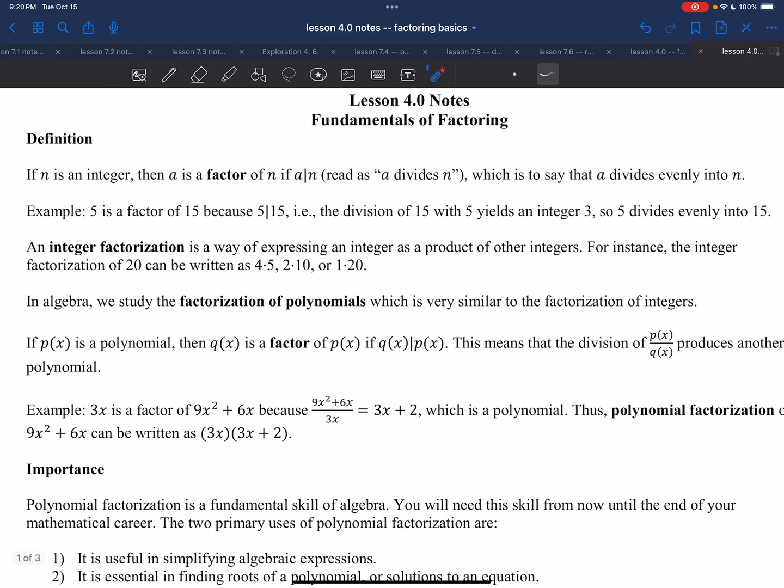Now, I'm going to start with what this word factor means. It is a word you've heard before, but it's really important that you understand what we are talking about when we say factor this. Your experience comes from integers. If n is an integer, then a number a is a factor of n if a divides n, like so. That's how you read that notation, and all it means is that a divides evenly into n.